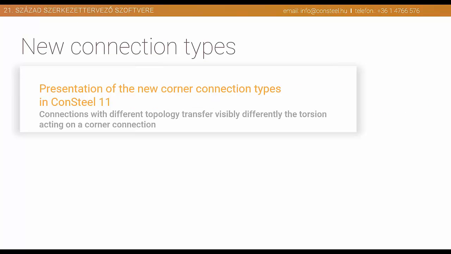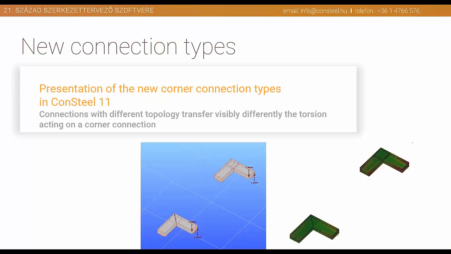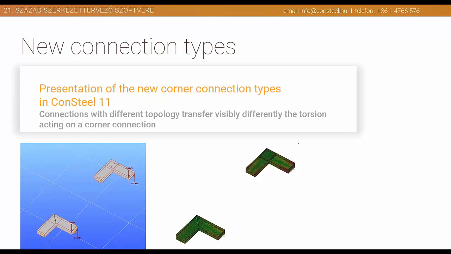Just to give an idea of how different a behavior they represent when they transfer torsion-type action, I will show a small video, a small animation. You can see on the picture 2 corners that are horizontally placed in the model. They are the same, the only difference is the topology of the connection. The first is a box type of connection with the flanges continued into the corner zone, and the other is a connection which we call diagonal, where the elements are connected through a diagonally placed connection plate.